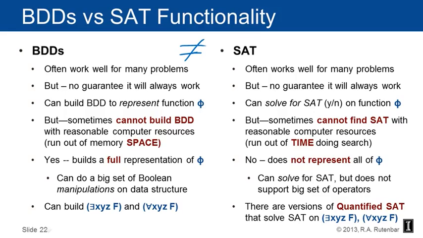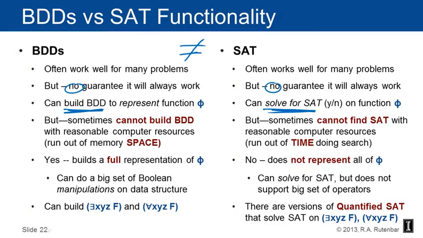So BDDs often work well for many problems, and SAT often works well for many problems, but for both of them there is no guarantee that it will always work. It is just in the nature of solving things that are exponentially hard that sometimes your heuristic techniques might not work. For a BDD, we hope to build the BDD to represent the function. And for SAT, we can solve for satisfiability with a yes or no answer on that function. Those are really different things.